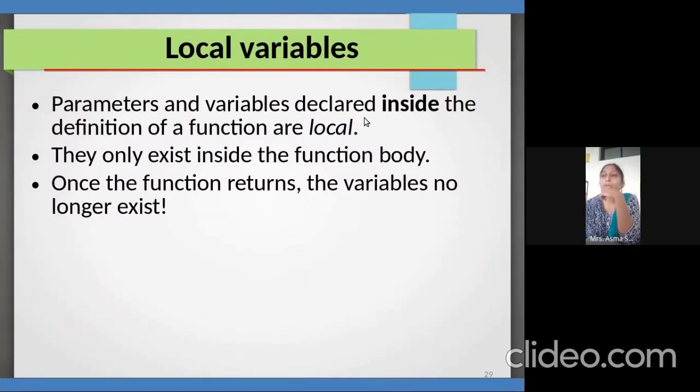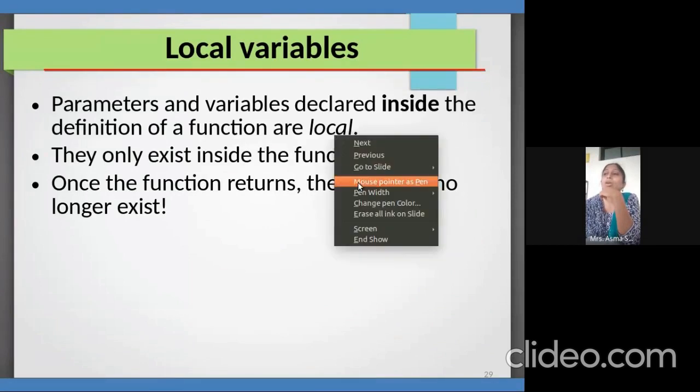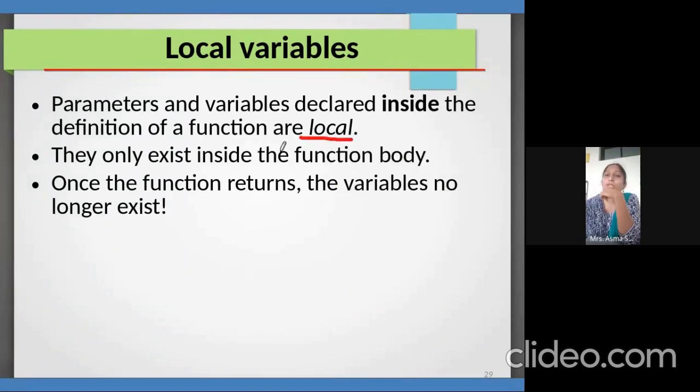Parameters and the variables inside the definition of a function are called local variables. They only exist inside the function body. Once the function returns, the variable no longer exists.